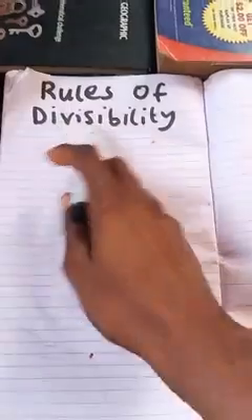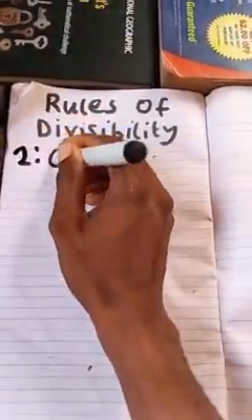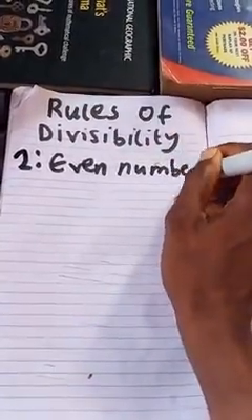One of the ways to increase your mathematical speed is by knowing your rules of divisibility. When you see a number, you know which number can divide it. For instance, 2 can divide all even numbers. So if you see an even number, you know 2 can divide it.